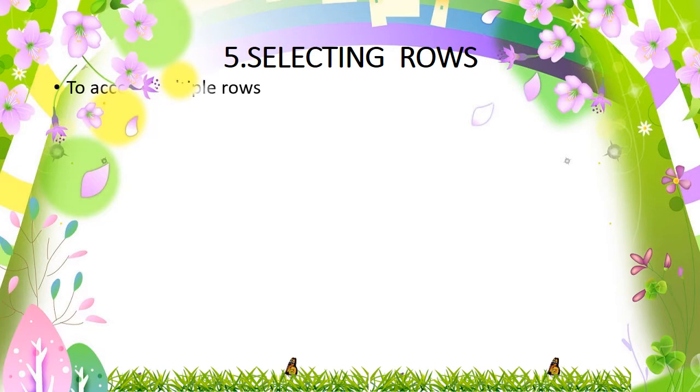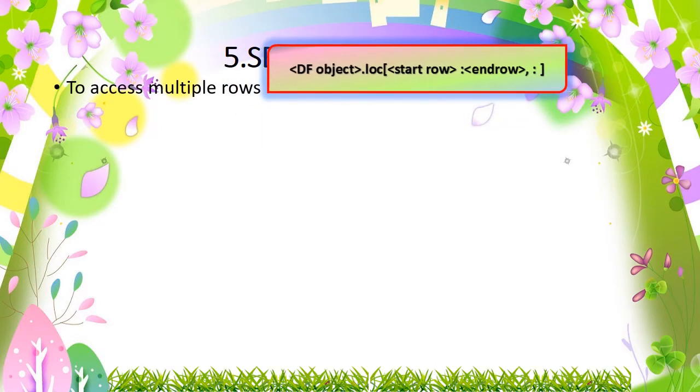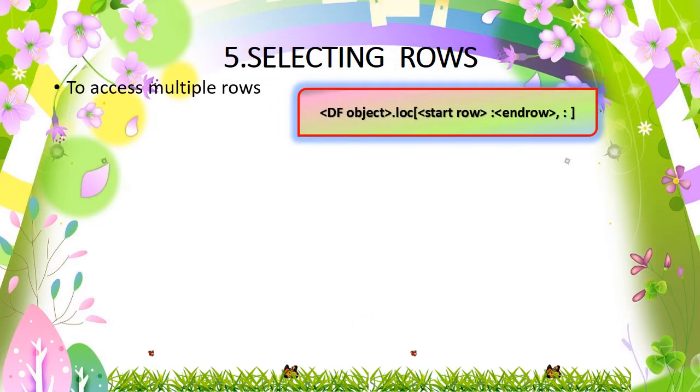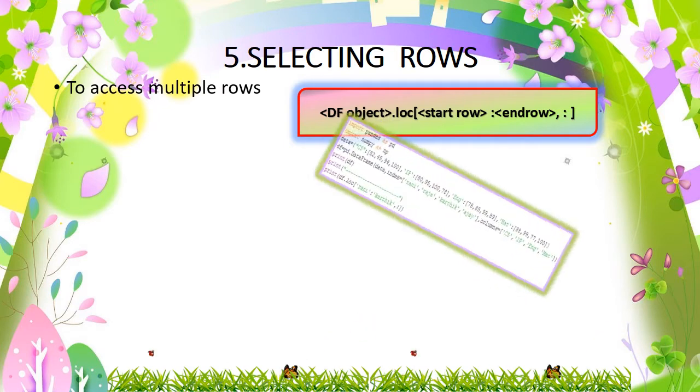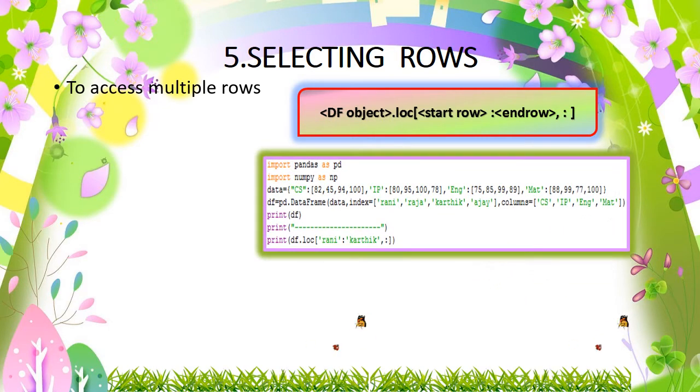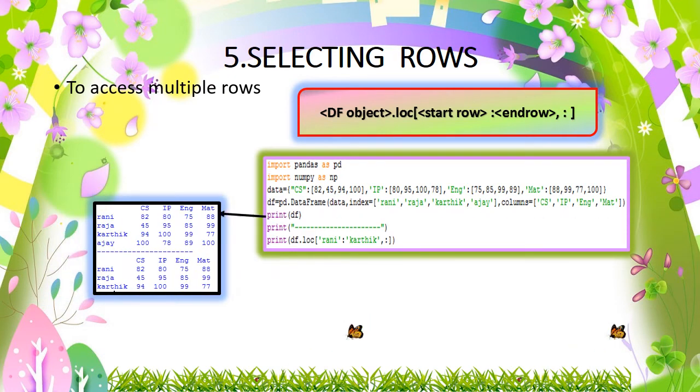For more than one row, the formula is data frame object dot LOC square bracket start row colon end row comma colon. This comma next to the colon indicates all the columns. So here the data frame is displayed. Here I'm going to access rows Rani to Karthik. So it's displayed.